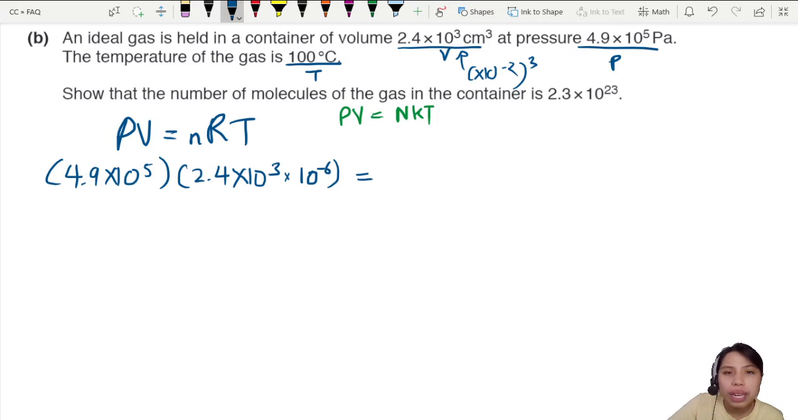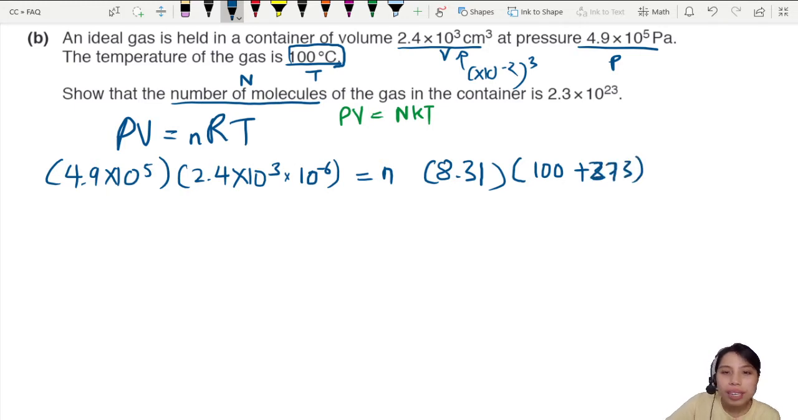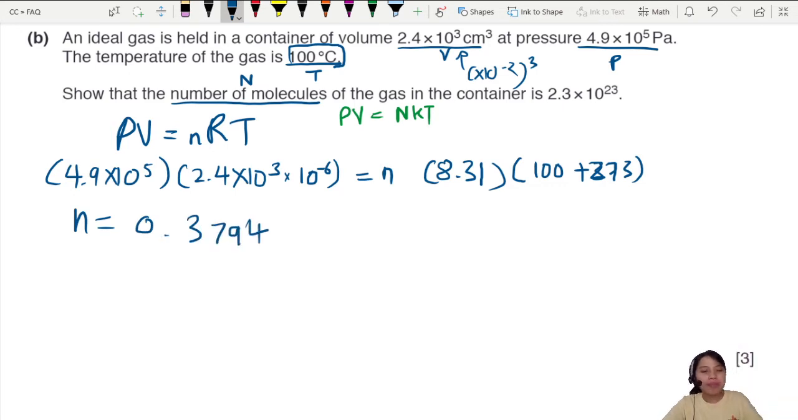And number of moles is related to number of molecules, but not the exact thing. Number of molecules is big N, but we have small n. Anyway, let's find the moles first. R is a constant, 8.31, which you can find on the first page of every past year paper. And the temperature must be in Kelvin. This is 100 Celsius, convert to Kelvin, that will be 373. Now we can get our n. Press the calculator and you get about 0.3794 moles. That's very small, but correct.